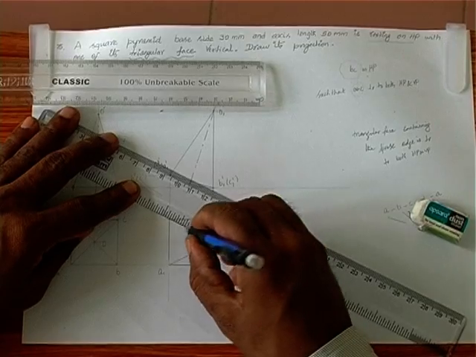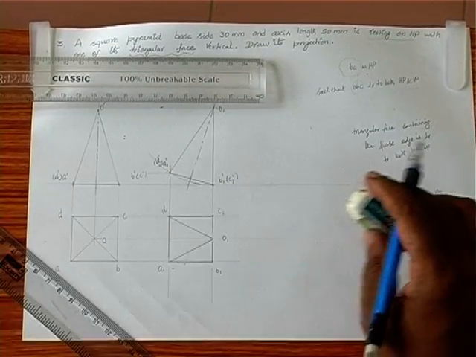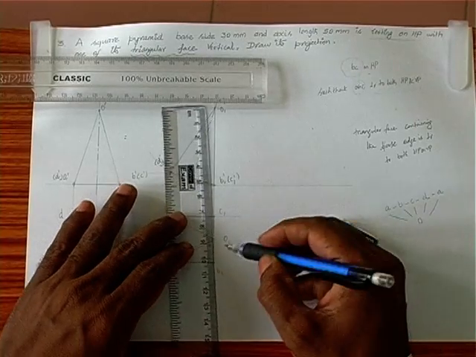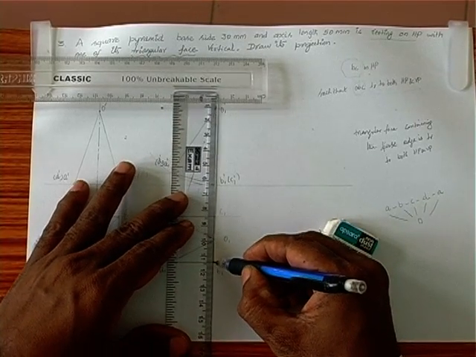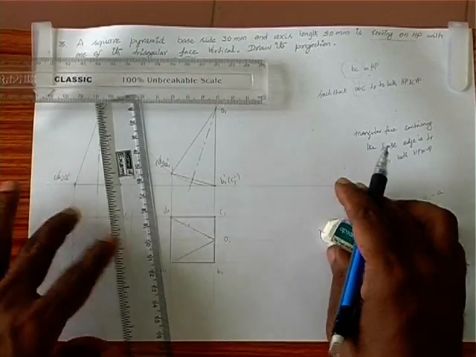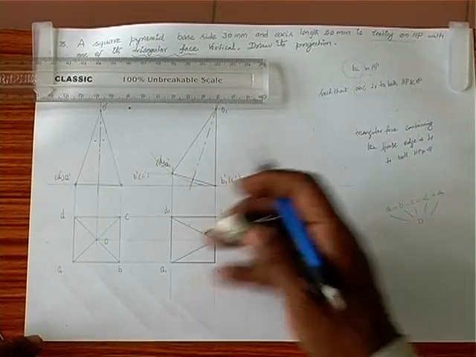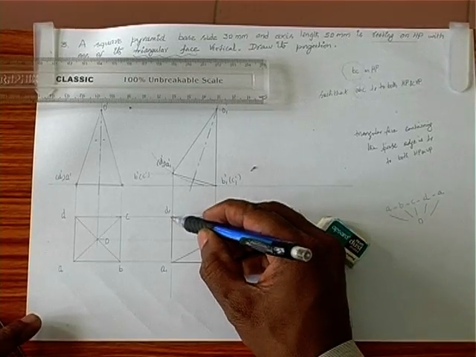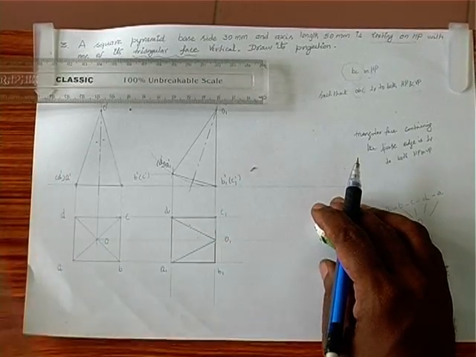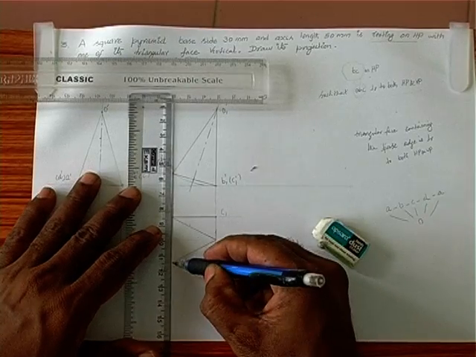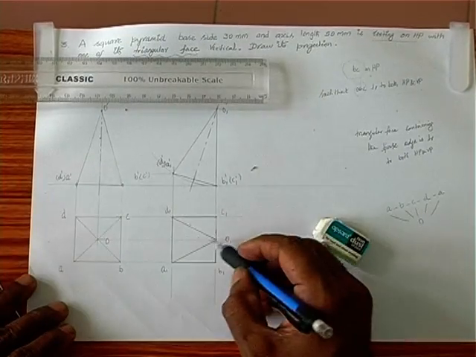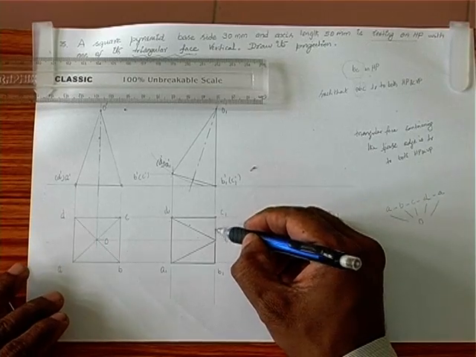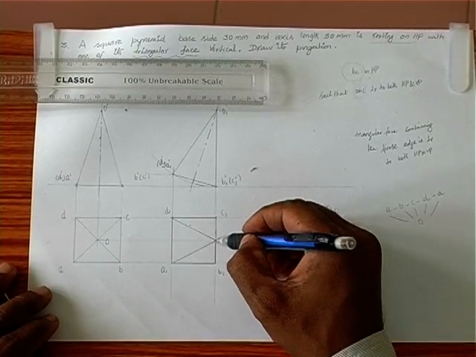So we have the final answer. Here is AB, BC, CD, AD. Then OA, OB is an outer edge, OC is again an outer edge, OD is dark.